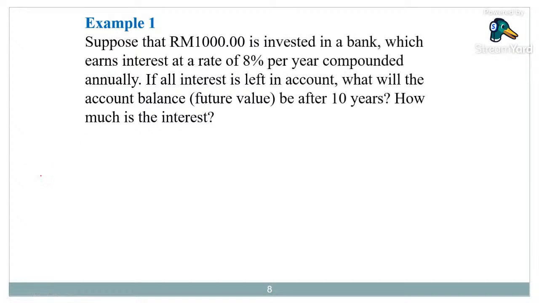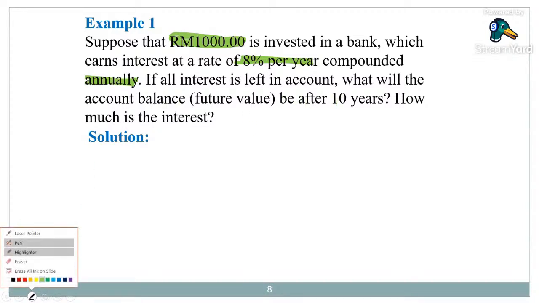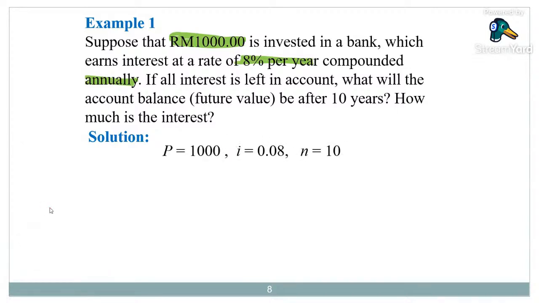Okay, so tadi kita sampai mana? Kita tengah highlight benda-benda penting kan? Okay, yang pertama dia kata 1,000 invested in a bank, right? Which earn interest of 8% per year. And then compounded annually. Okay. So if all interest is left in account, what will the account balance future be after 10 years? How much is the interest? Okay, so sekarang kita dah ada principal kita 1,000, I kita 0.08 and N equal to 10.